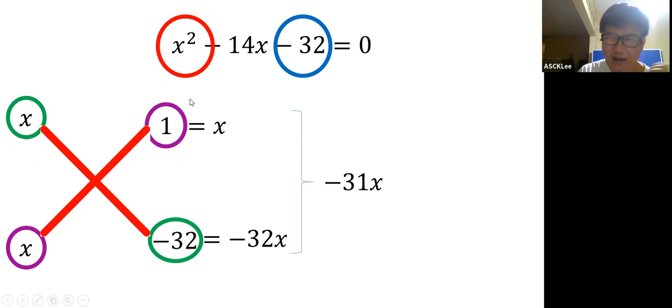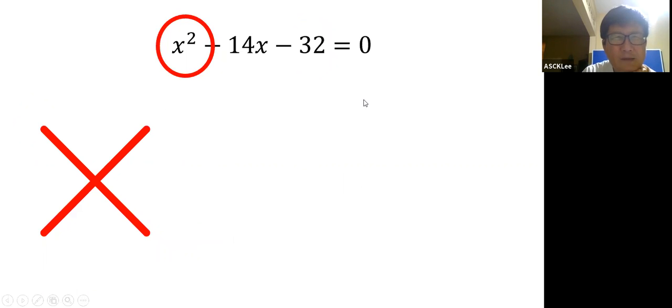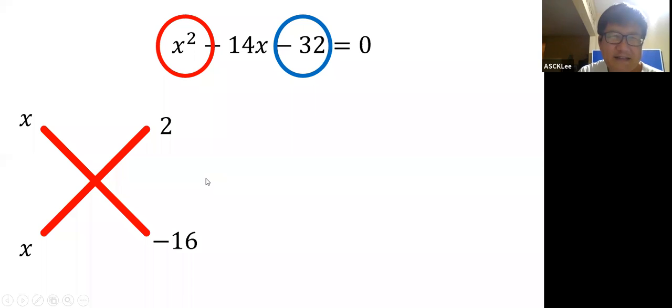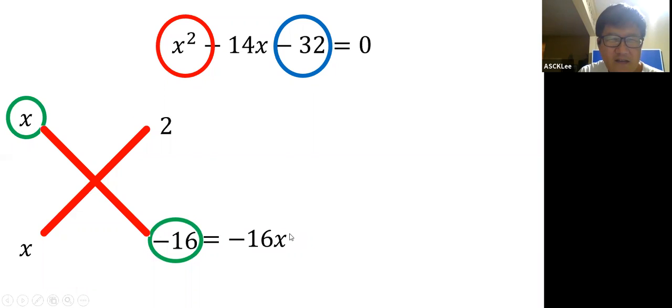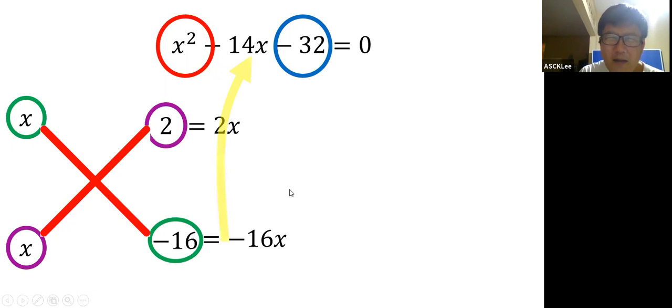All right, so the earlier combination of 4 times 8 didn't work. This combination of 1 times minus 32 didn't work as well. So let's get back to the drawing board for a third time. X squared is x times x. Minus 32 is 2 times minus 16. And when we multiply this out, x times minus 16 is minus 16x. X times 2 is 2x. And when you add them up, you do get minus 14x. 2x plus minus 16x equals minus 14x.